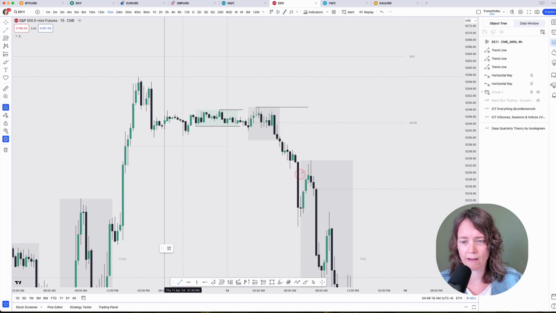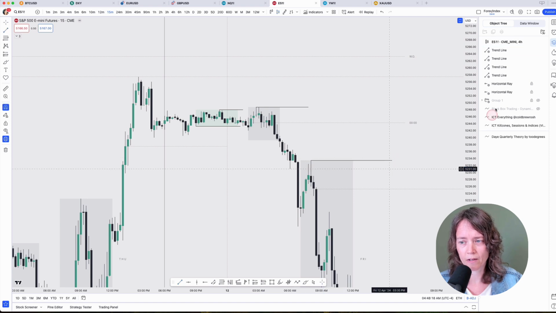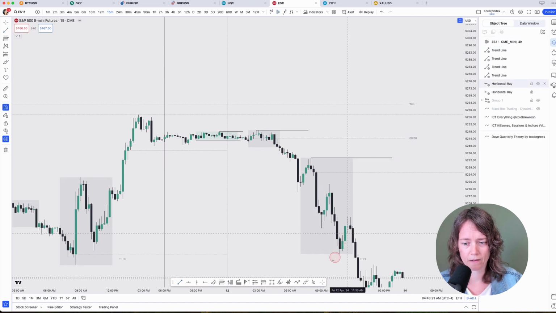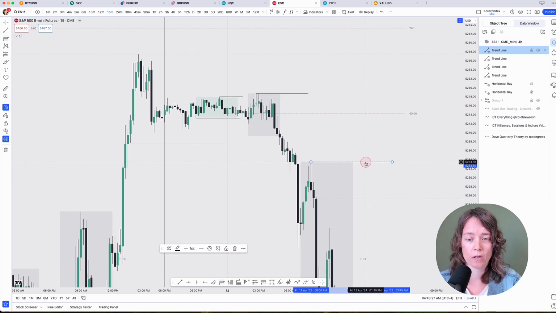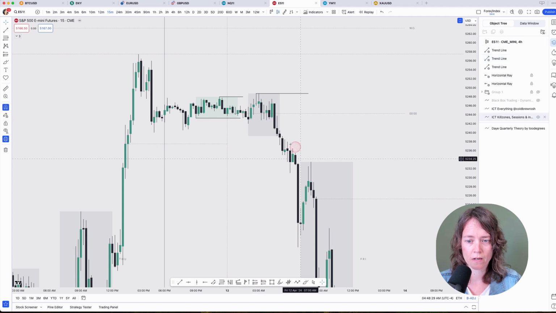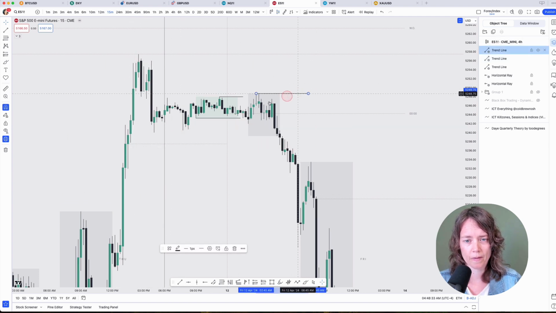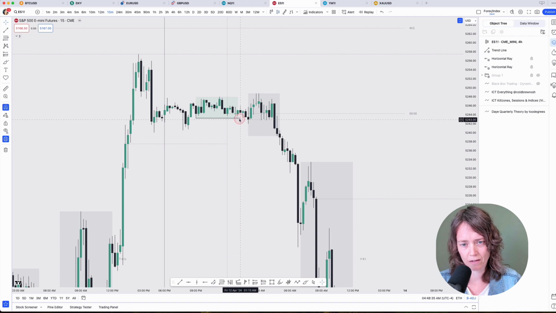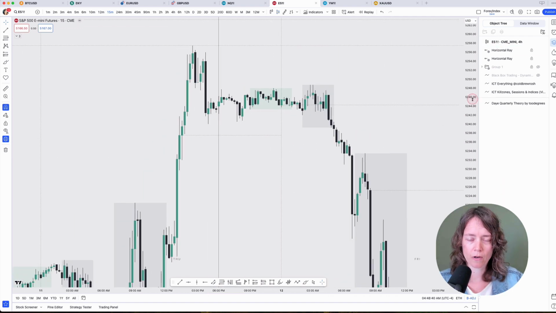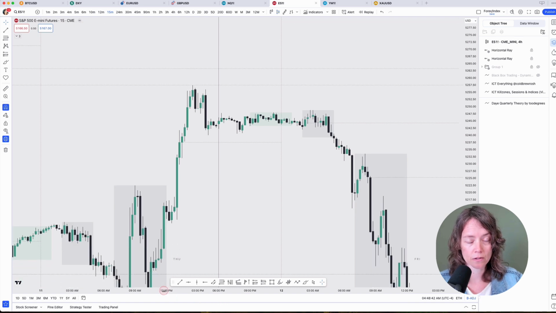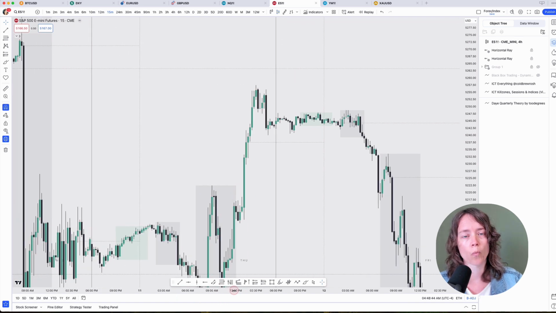And then, of course, we have a New York kill zone high and a New York kill zone low. These are all liquidity points that are time-based. So it's not a random high somewhere in here or a random low. These are specific highs and lows. This is important to confirm if an SMT divergence is going to work or not.